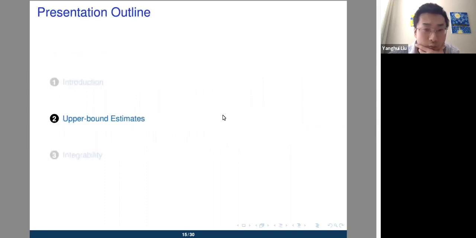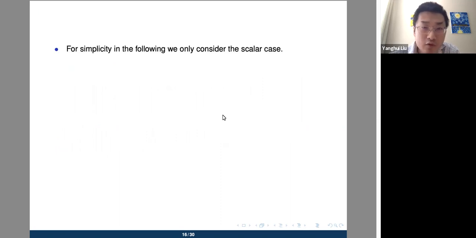Okay, so now let us talk about the upper bound estimate. I will only consider the scalar case just for simplicity. I will start by introducing the following process, Q_{s,t}. This is the summation of the B squared. So in the scalar case, this is just the square of the increment times 1/2, minus 1/2 times delta to the 2H. So let me explain why I introduced this.